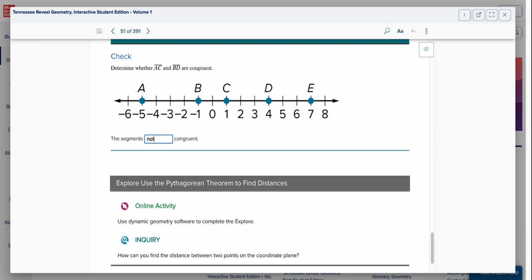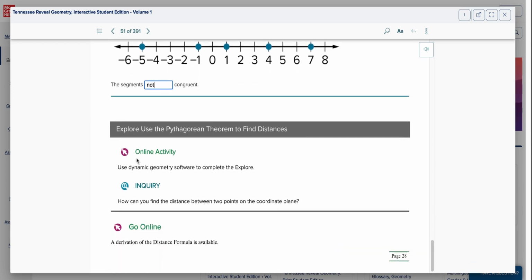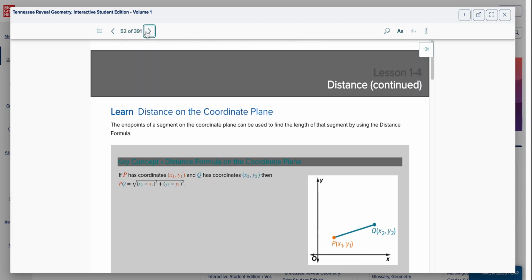So the segments are not congruent. All right, so we got an online activity. If you need some extra practice or your teacher assigns the activity, I'll let you guys take care of that. Let's see what we got here. Looks like I got to turn to the next page.